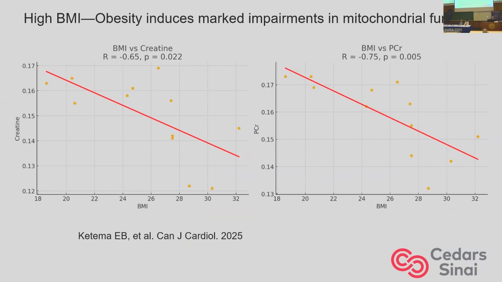Interestingly, we also look at a group of volunteers with different BMI. There's a well-known study showing that obesity induces marked impairments of the mitochondrial function and loss of ATP. And so we see that it's not perfect. Again, there is a lot of scatter, but you do see a trend of a reduced creatine level in the more obese patients as BMI increases. It's the same thing with phosphocreatine. So you do see both trending down when the BMI increases.